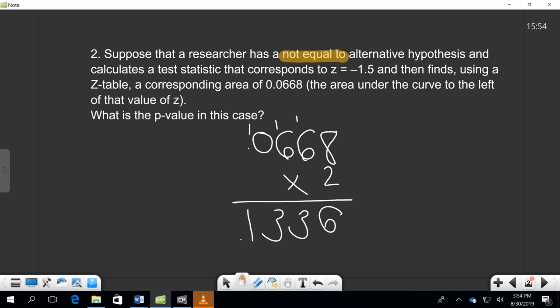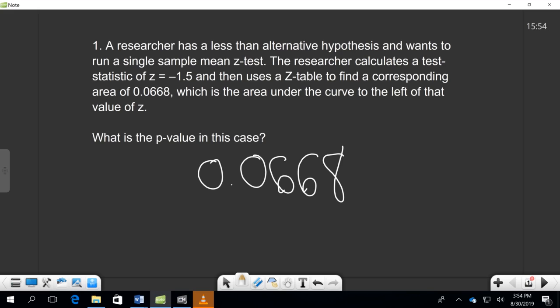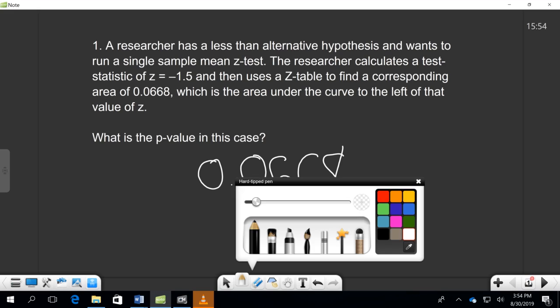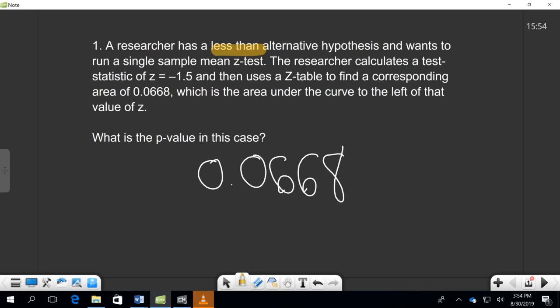and I'm going to get 0.1336, and now you can see why I usually type instead of use handwriting. So hopefully this helps us with a couple of questions about how to find the p-value. Again, if it's not equal to, we double it. If it is less than an alternative hypothesis, all we need to do is say the name.